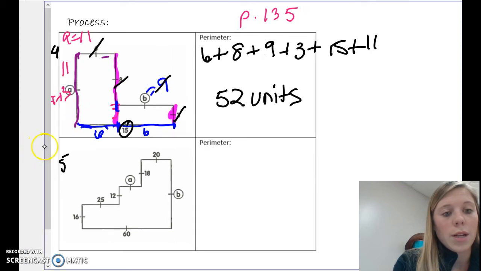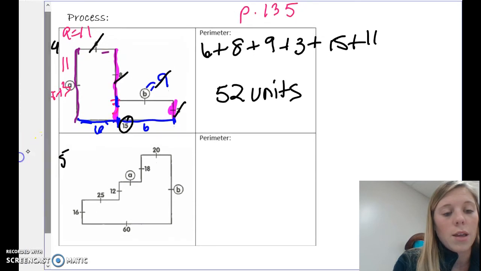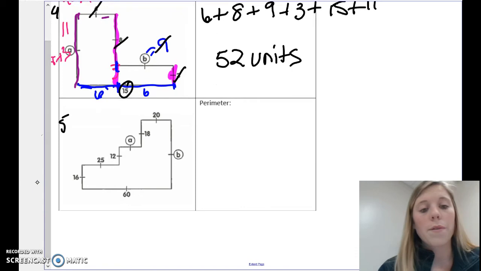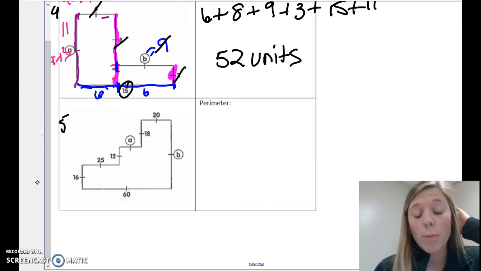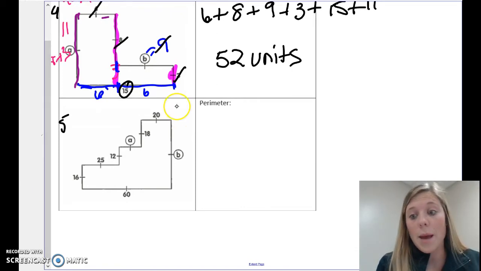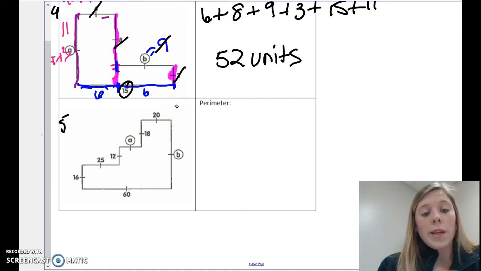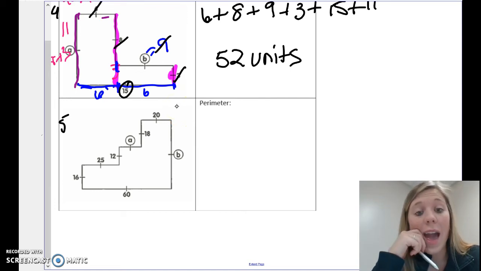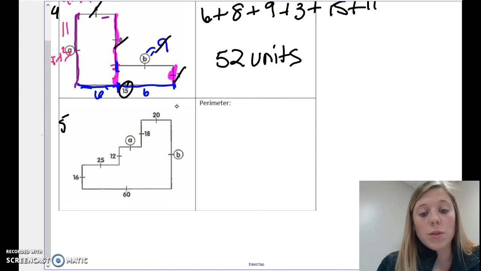Okay, the next one is definitely tricky. Number 5, we've got an A and B as well, but we've got some steps here. We need to figure out how we are going to find A or B. It doesn't really matter where you start.